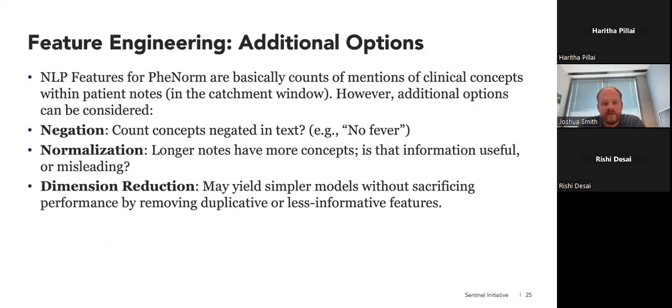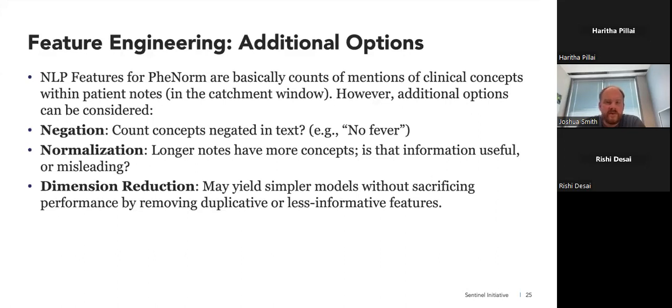In addition to those NLP features, well, let me go back. The NLP features for PheNorm are basically counts of mentions of the clinical concept within the note, so within the catchment window. However, there are additional options that can be considered. If the note says the patient had no fever, fever is a clinical concept, it is present, we would count that. But if we took negation into account, the fact that the physician said no fever in their note would mean we shouldn't count that. It's a negated word.